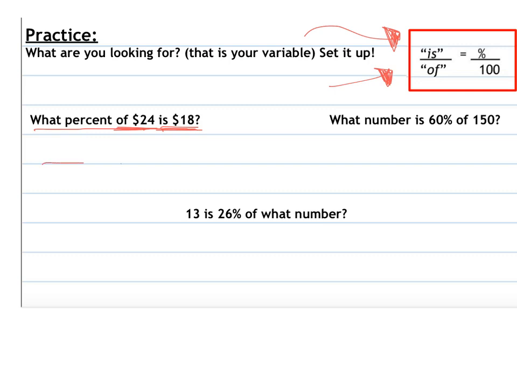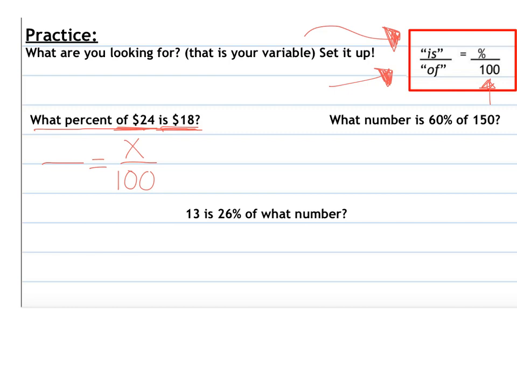The first thing I do when I set up a proportion is I draw my ratio lines for my fraction, and I know they have to equal each other. The easiest part for me is to solve the percent side, or to not solve it, to fill in the percent side. It always is going to be over 100. So my proportion always, the bottom of one of the ratios always has 100. I'm not given a percent, so that's my variable.